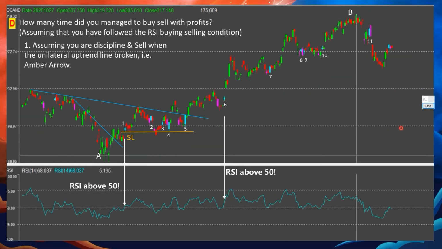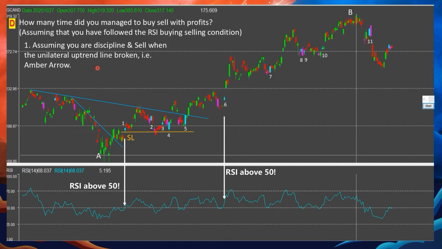Okay. Now, if you don't get out, you can see that subsequently the price action is starting a new trend down. All right, so let's look at this. Ask yourself, how many times did you manage to buy and sell with profits? Assuming that you have followed the RSI buying, selling condition, that is, assuming you are disciplined and sell when the unilateral uptrend line is broken. Example, the amber arrow.